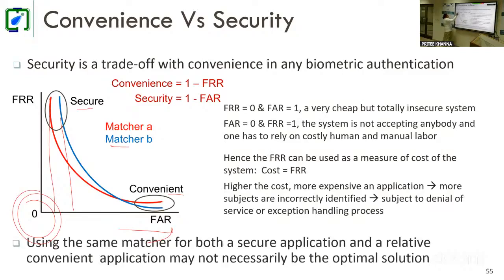If you go for matcher A and matcher B, what is happening? If you talk about these two, the false reject rate is the same, but look at where you are getting this false accept rate. Similarly here, you can see which one has the lower rate. So if you go for security, the red one is better. If you go for convenience, the blue one. You can go through this.